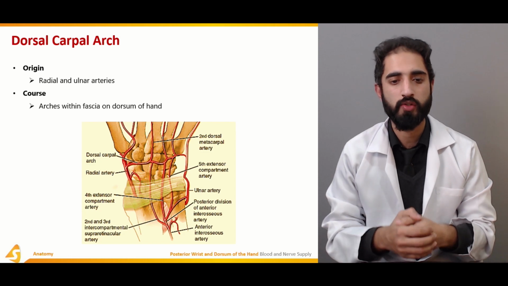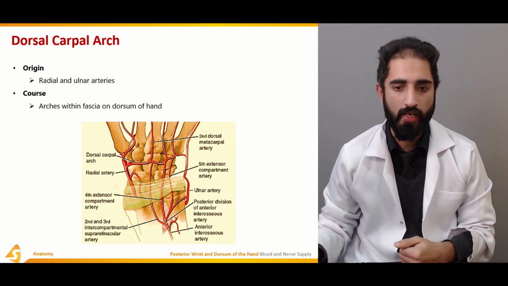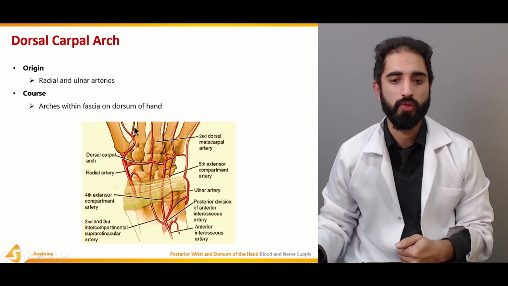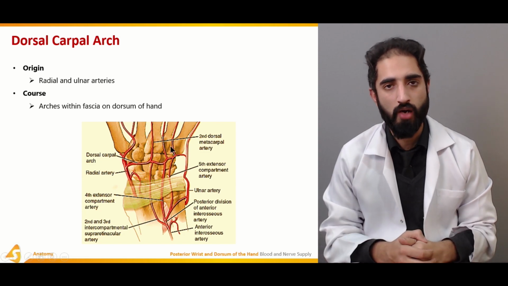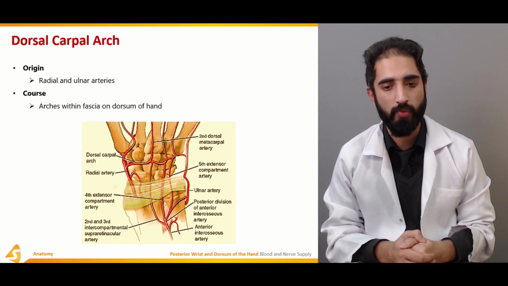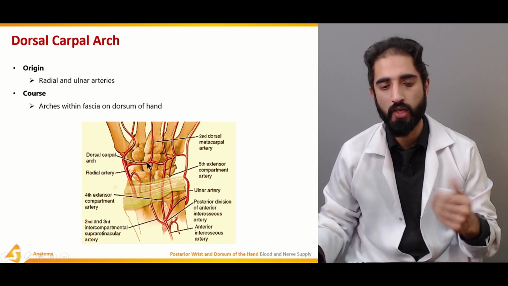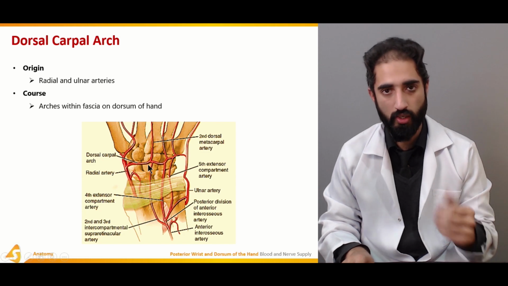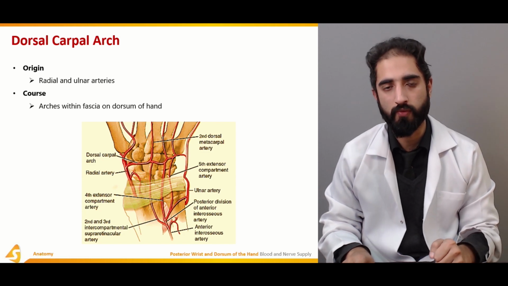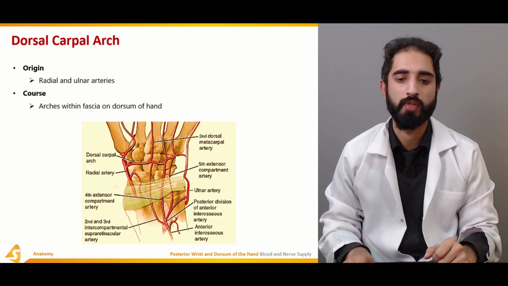The course is that it arches within the fascia of the dorsum of the hand and gives branches to the metacarpals in the form of the metacarpal arteries. As you can see here, we have the metacarpal branches of the dorsal carpal arch, and it is very important for the blood supply on the dorsal aspect of the hand.